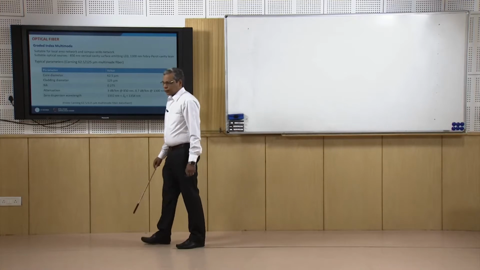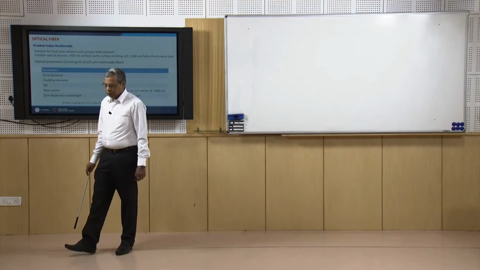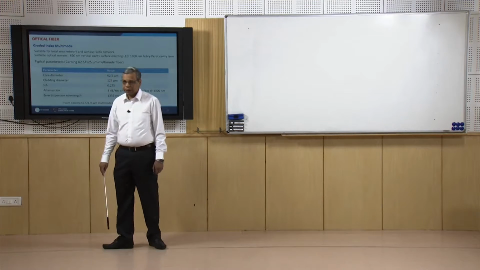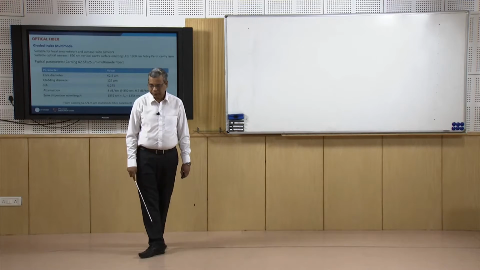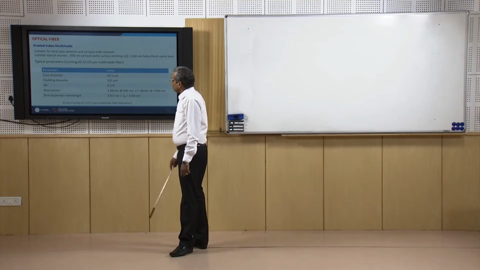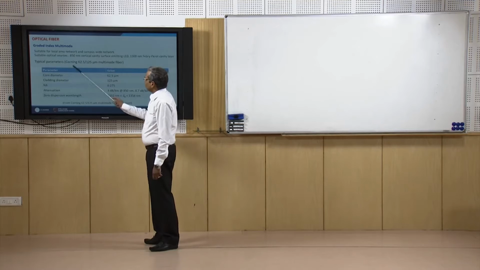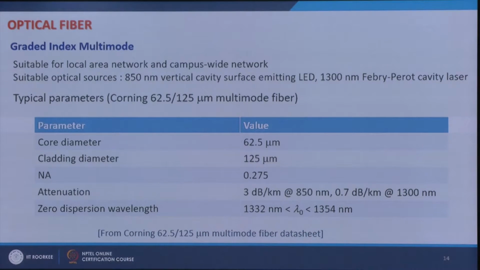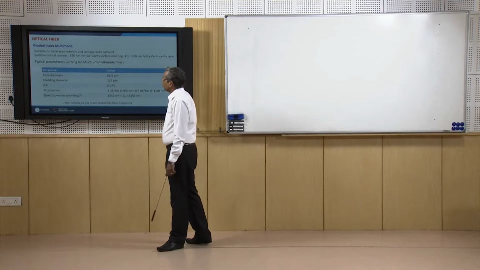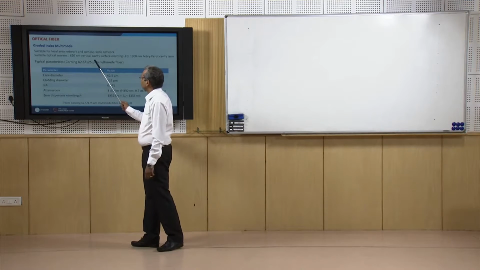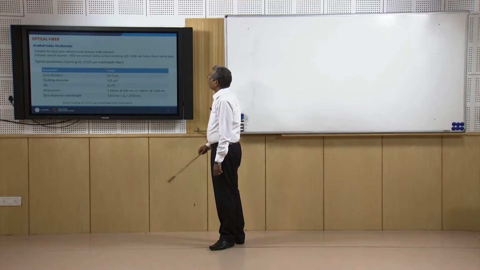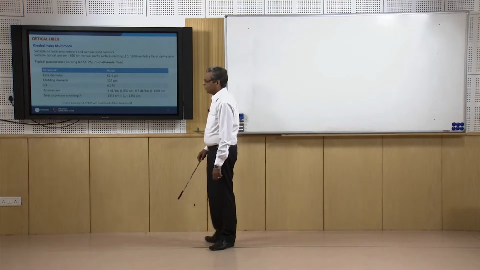Now, if I look at typical fibers which are used in telecom systems, then you have graded index multimode fiber and step index single mode fiber. A graded index multimode fiber is suitable for local area networks and campus wide networks. What type of optical sources would you use while using this fiber? Well, you can use an 850 nanometer vertical cavity surface emitting LED, or a 1300 nanometer Fabry-Pérot cavity laser diode.